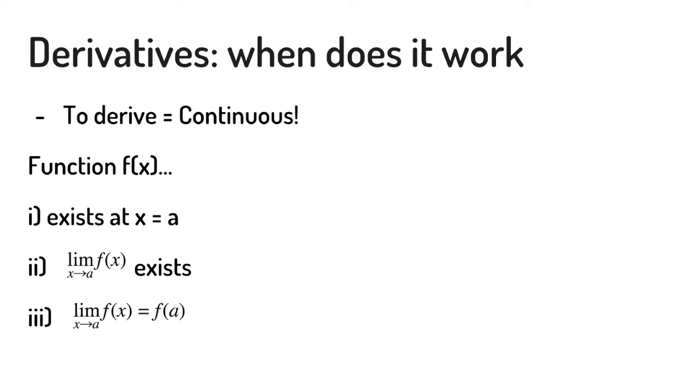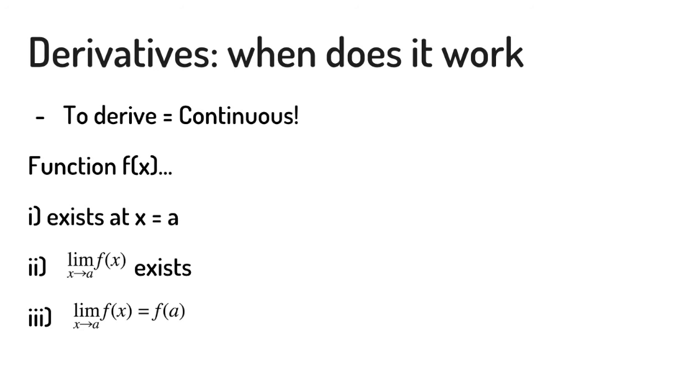So the first rule is that function f(x) exists at x equals a, where a is a certain point at which you want to find the instantaneous rate of change, the derivative of f(x). Number 2 is that the limit has to exist at x equals a. If the limit as x approaches a of f(x) exists, then you have met the second condition to derive a function. And lastly, the limit as x approaches a of f(x) has to equal f(a).